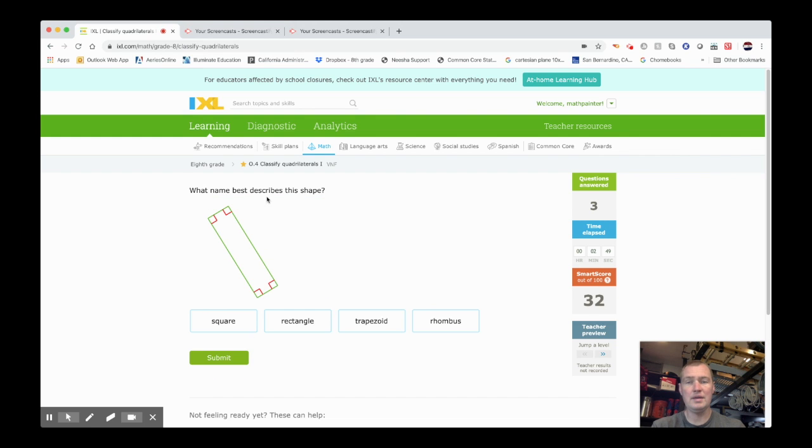What's the name that best describes this shape? 90-degree angles. Two sides match, so these two sides match as well as these sides. This looks like a rectangle here.